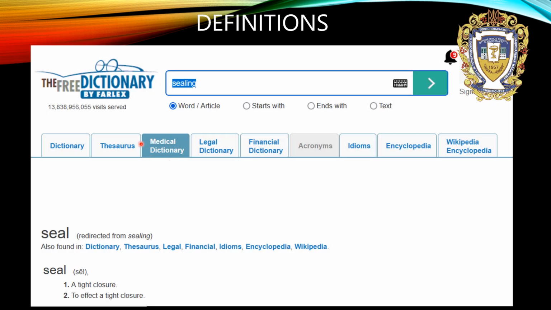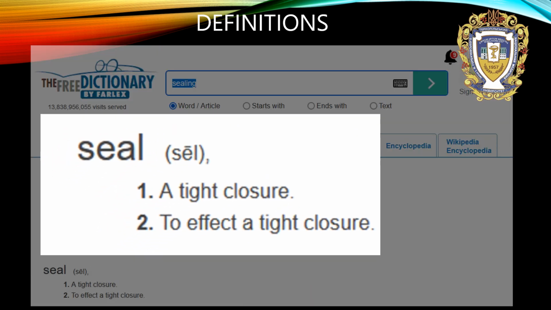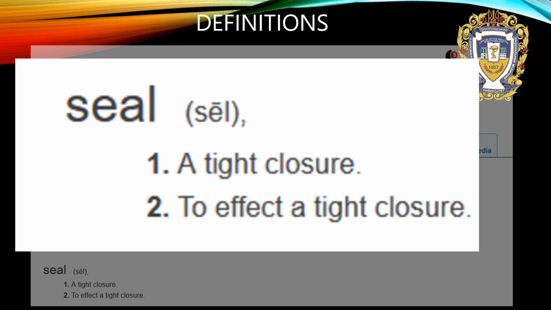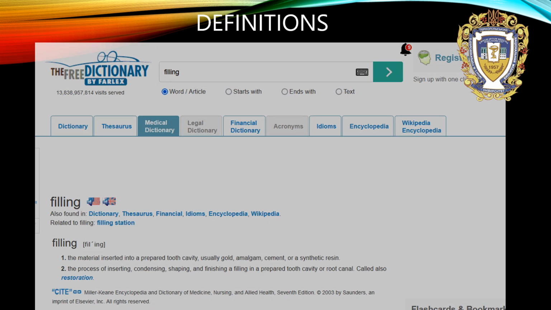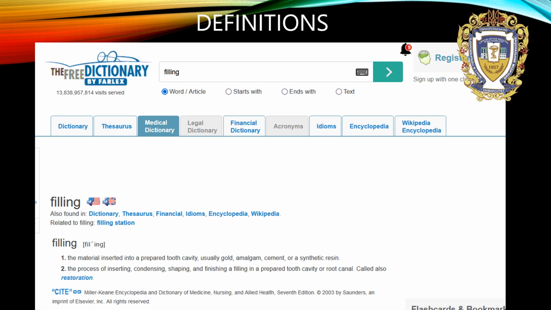In the medical chapter of this dictionary, there is no term sealing, but there is the term seal. And this term tells us that seal is a tight closure or to effect a tight closure. Please don't confuse it with filling. The terms sealing and filling.